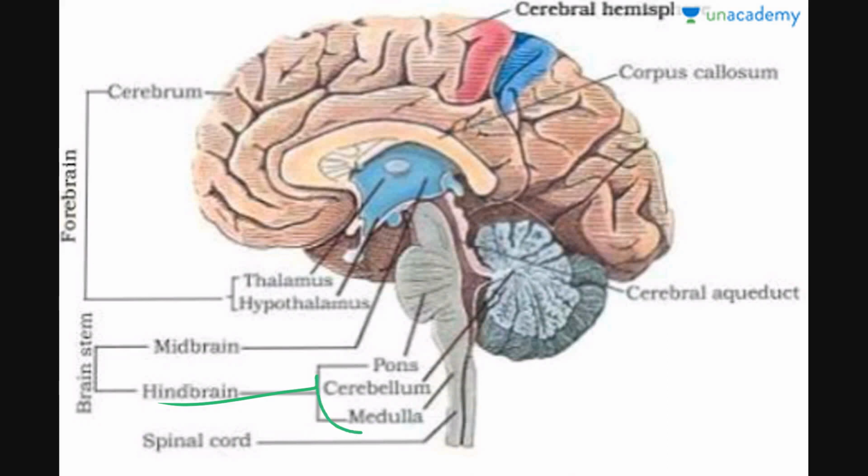Hindbrain is divided into three parts. This is pons varolii, this is cerebellum, and this part is medulla. And forebrain is divided into three parts. This area is cerebrum and thalamus. This area is thalamus, and behind this is hypothalamus.